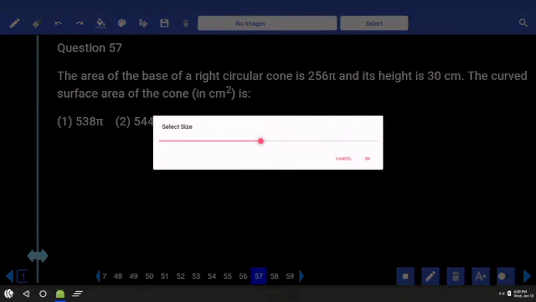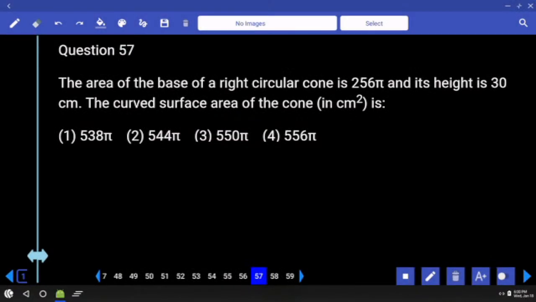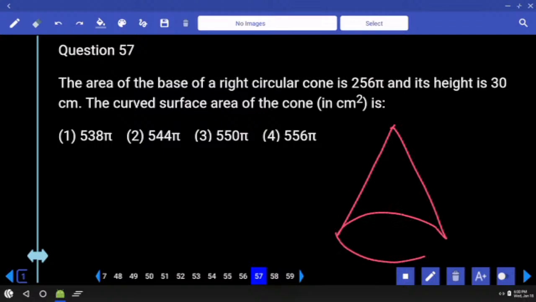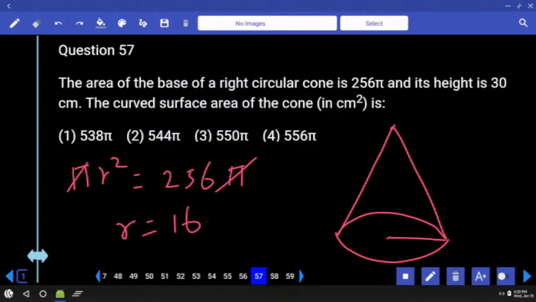Right. Next, question 57. This is a mensuration related question. The area of the base of a right circular cone. How does a cone look? This is the base. Now tell me, the base is in which shape? Circular. So the area of the base is pi r squared, which equals 256 pi. Pi cancels. The radius is 16. Now he says the height is 30. What is the curved surface area of the cone?